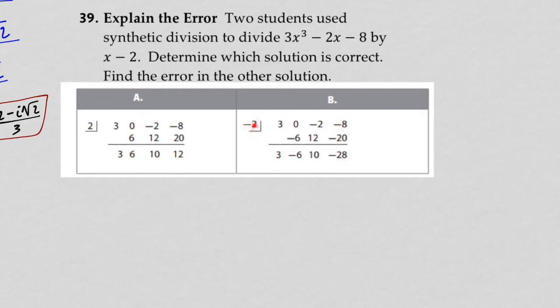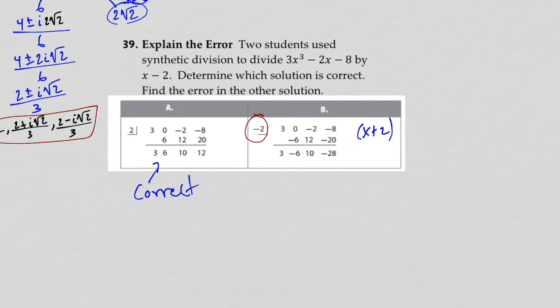The mistake is here, right? You should have noticed that right away. When you're dividing by x minus 2, when you're trying to do this division, this is the factor. The number you're actually going to use is positive 2, not negative 2. This division is correct if he was dividing by x plus 2. But he's not. He's supposed to be dividing by x minus 2. So student A is correct. And what's wrong with student B? That's incorrect.